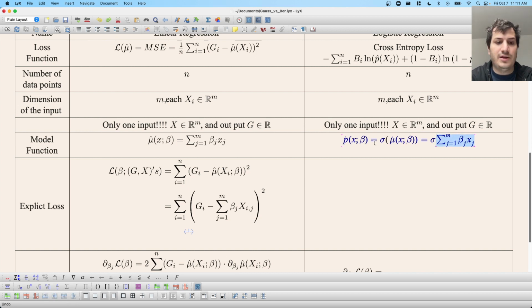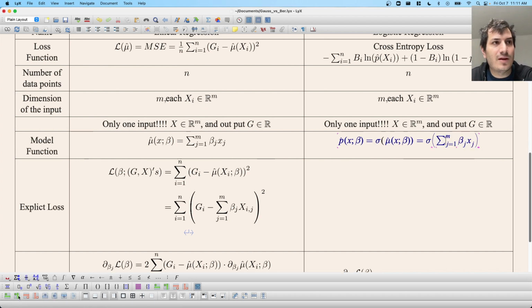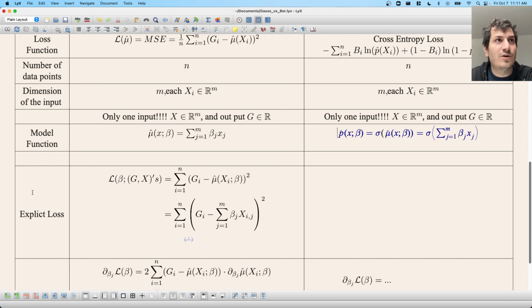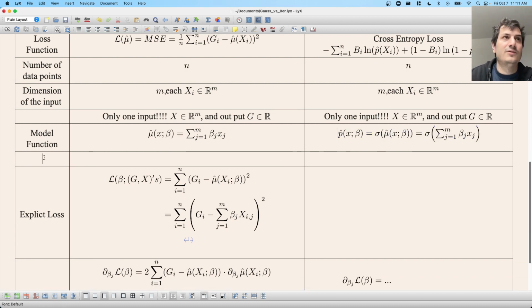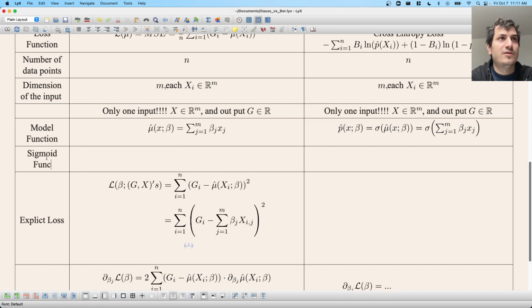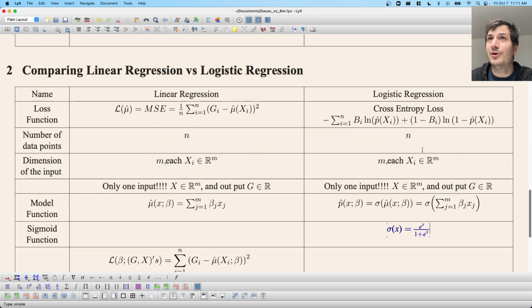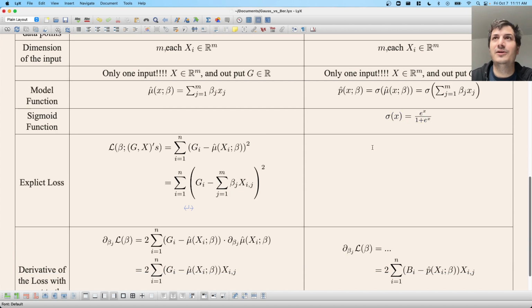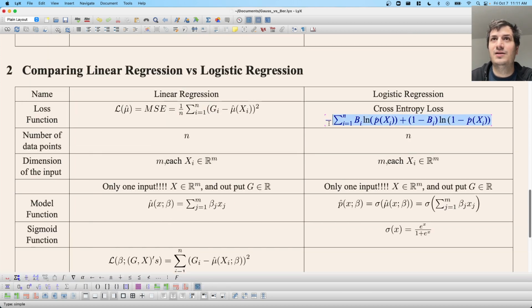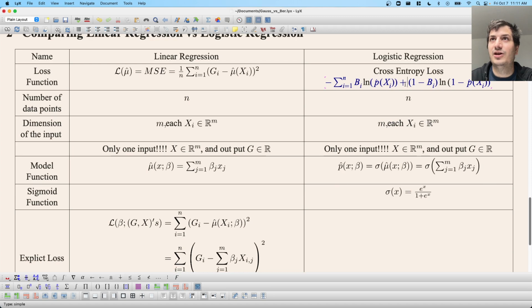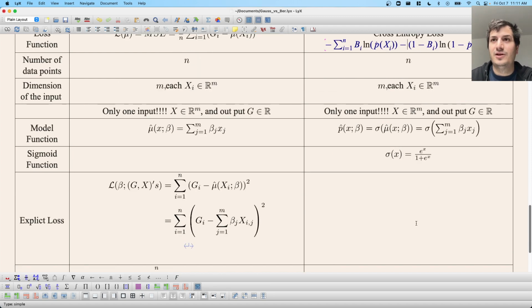Okay, and then maybe I'll add a line for the sigmoid function. Sigma of x is e to the x divided by 1 plus e to the x. Okay, so what's going to happen? We've got to do the loss function, and remember it's a different loss now, so that's why things are going to be uglier. But the loss function is this guy. There's a negative sign that's wrong here, but this is the loss function.